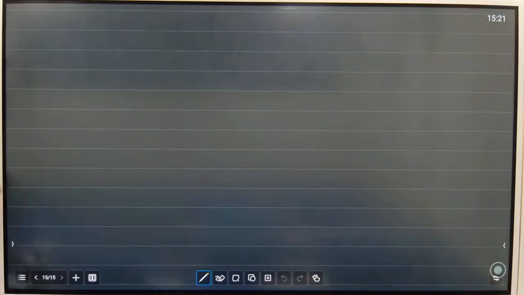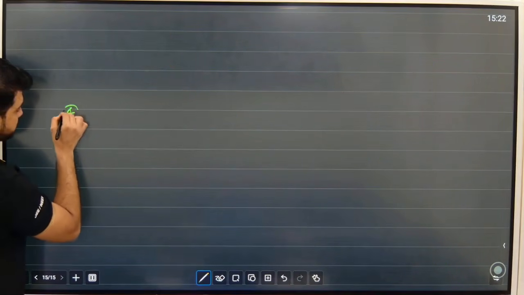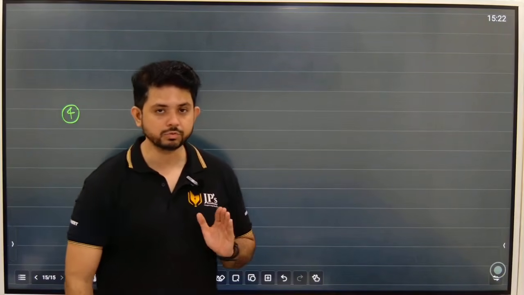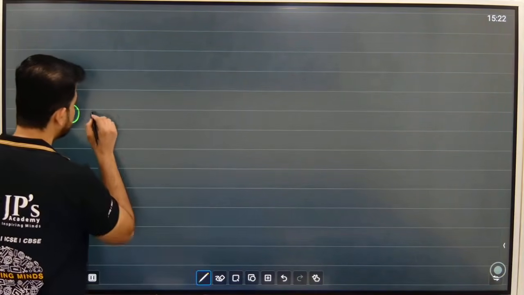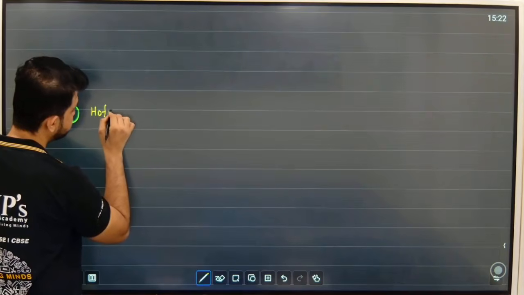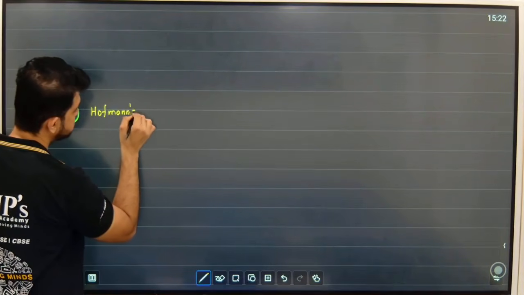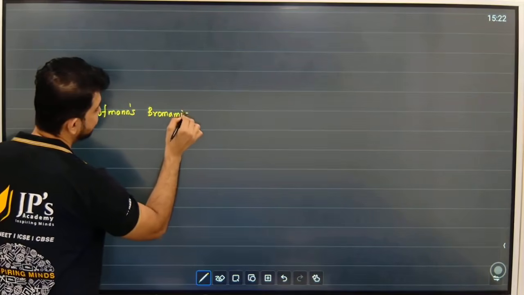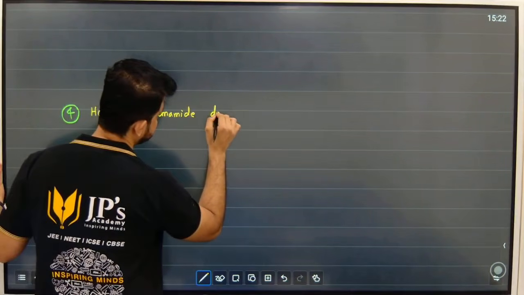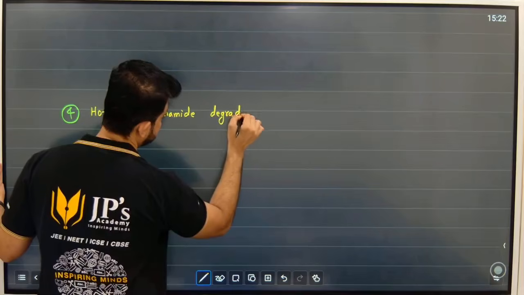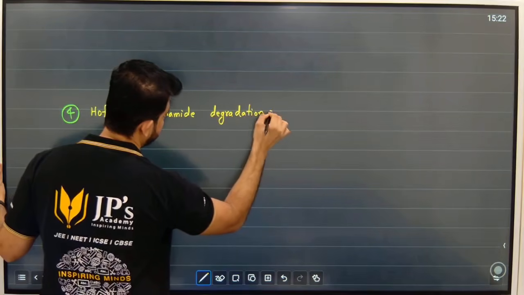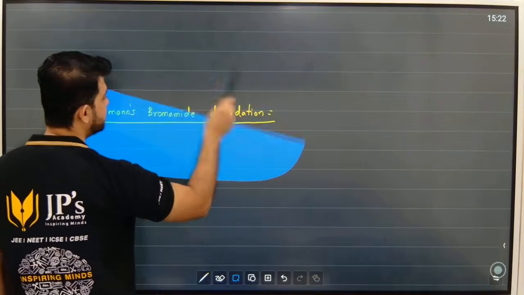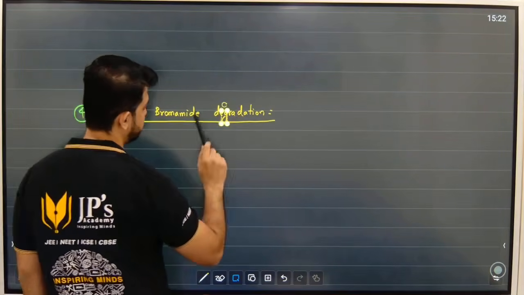Now let's move towards the last preparation technique, students, and one of the most important, this is called as Hofmann's bromamide degradation. Hofmann's bromamide degradation. Chalo. Now let's first understand the reaction Hofmann's bromamide degradation.